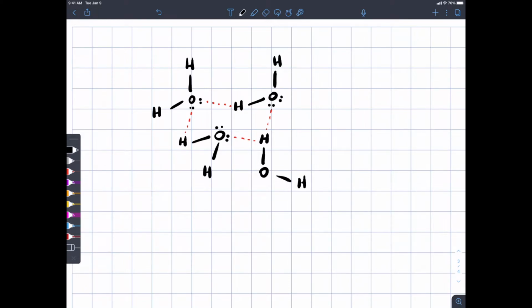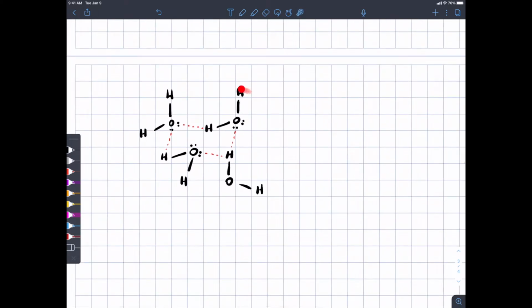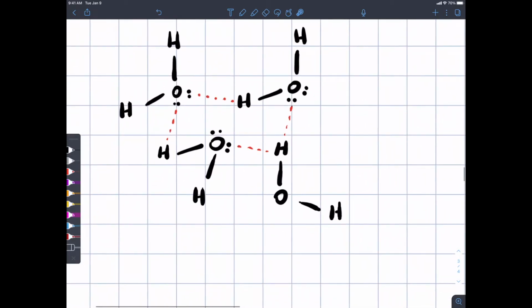And I'm not drawing as many as I could, but you can form this sort of tetrahedral lattice of water molecules where the oxygen has two covalent bonds with two hydrogens and two non-covalent hydrogen bonding interactions with two other hydrogens. Incidentally, this is a 6-membered ring, and that kind of pattern is responsible for the hexagonal shape of snowflakes. So that's kind of cool.